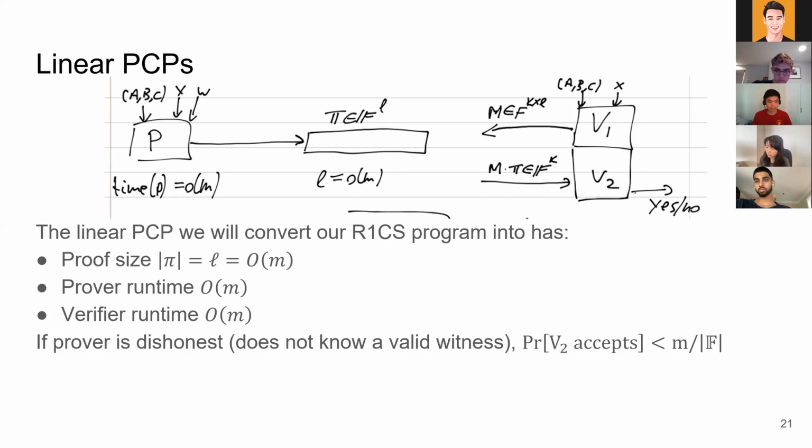So now that we've defined a linear PCP, we're going to try to build it. To build a linear PCP from an R1CS program, we're going to have to review some algebra. Okay. So before we get down to the grindstone of algebra, questions about this linear PCP setup?